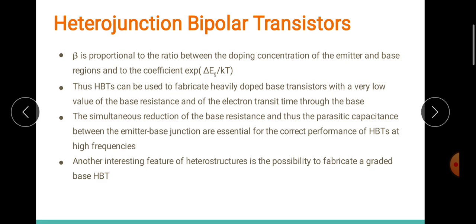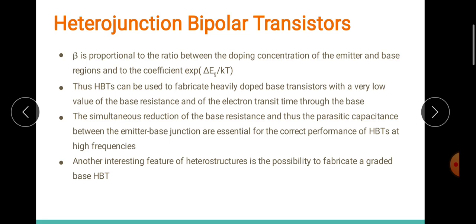And all these factors show that our heterostructure bipolar transistors have a pretty good margin for fabricating heavily doped base transistors with a very low value of the base resistance and a low value for electron transit time. So HBTs can be used for fabricating such types of devices, right?